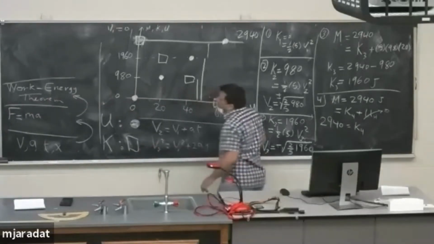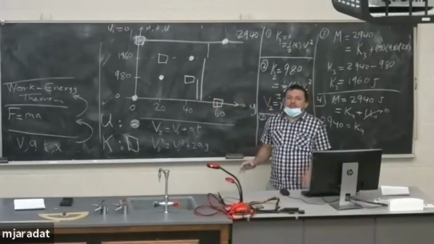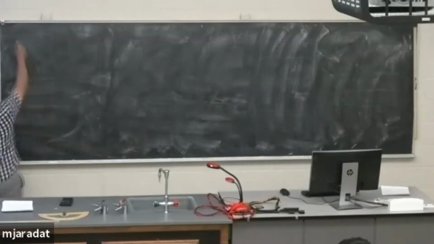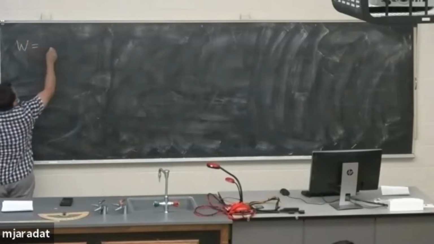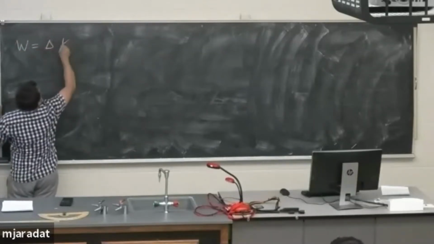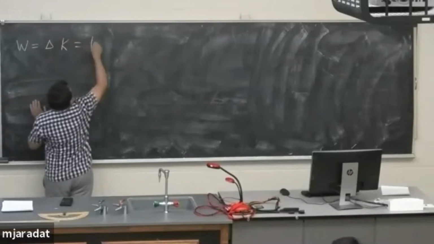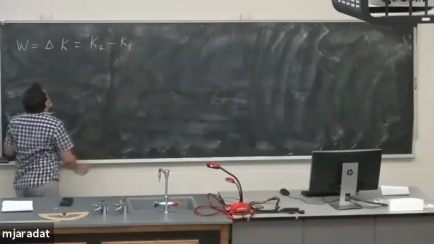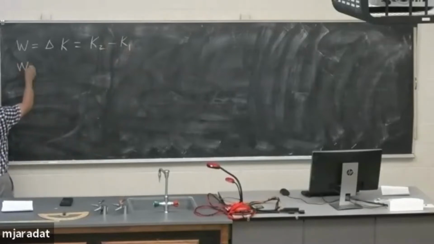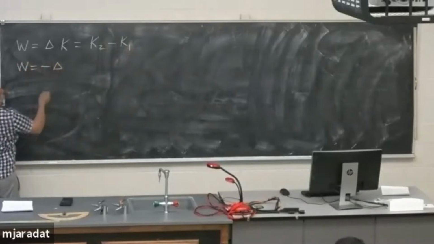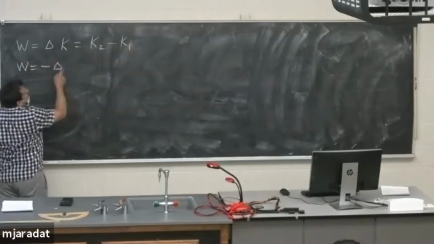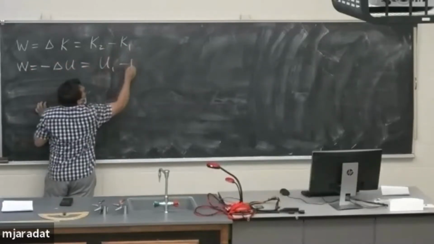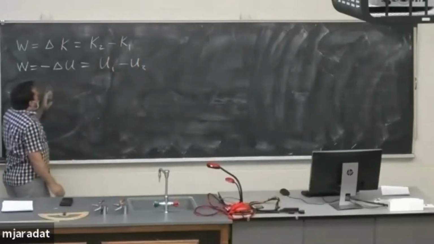I will talk now about elastic potential energy. We need to remember that the work is equal to the change in kinetic energy, which is equal to kinetic energy 2 minus kinetic energy 1. And the work is equal to the negative change. This delta means the change in the potential energy, meaning U1 minus U2. We have a minus sign.